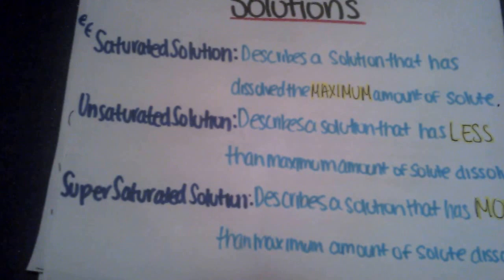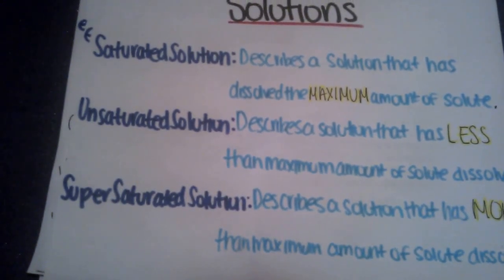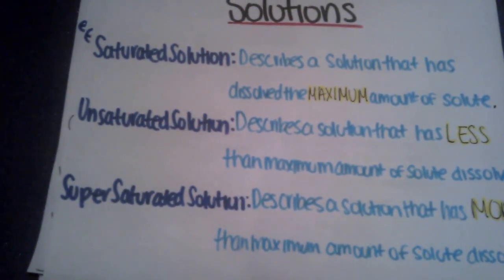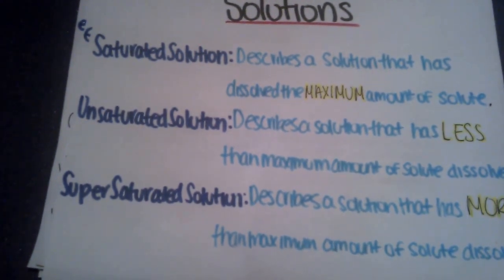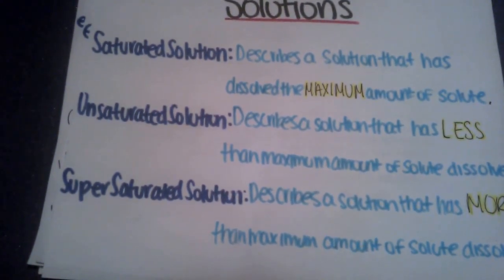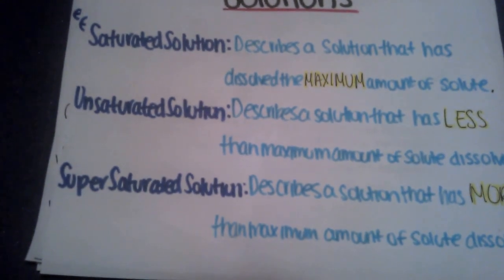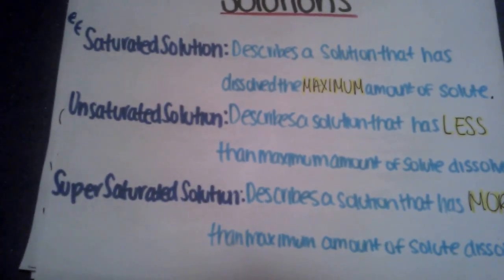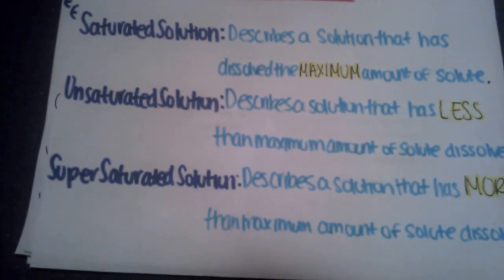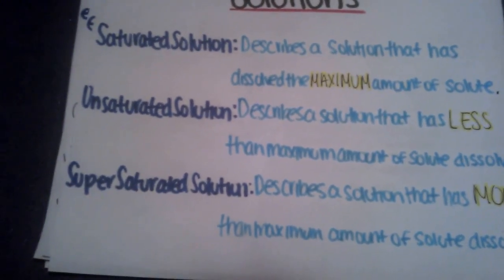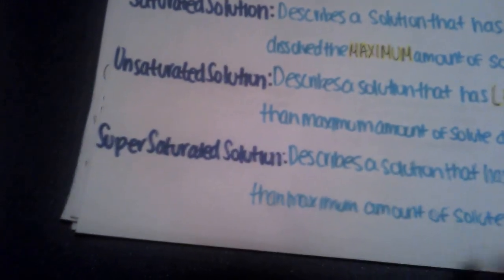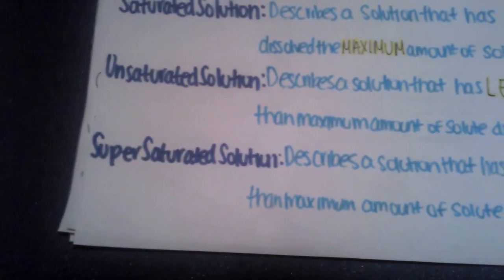The second type is an unsaturated solution, and that describes a solution that has less than the maximum amount of solute dissolved. Carrying on the example from the first solution, a paper towel that has less than its maximum absorbency also means that it can absorb more than it has already. So it has less than the maximum, so there's room for additional liquid to be absorbed.